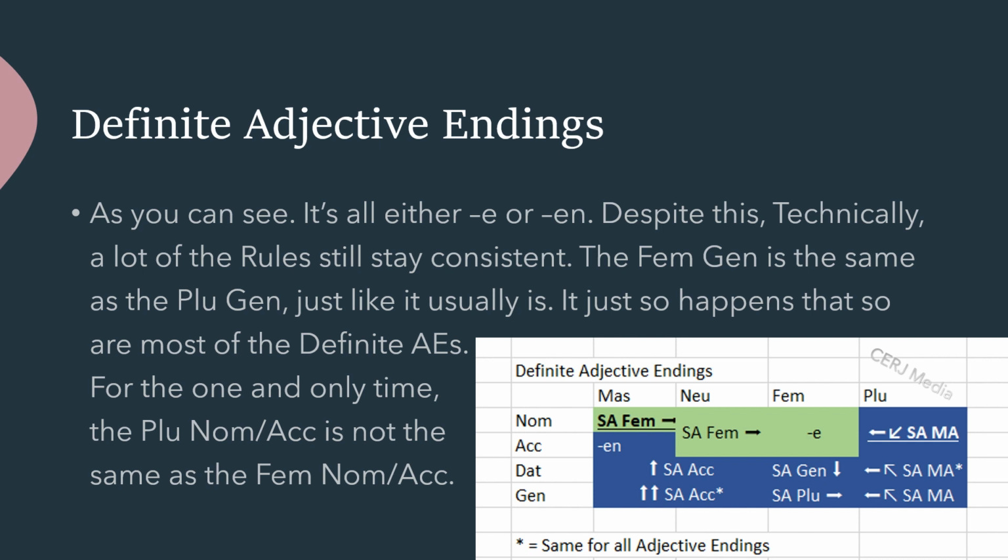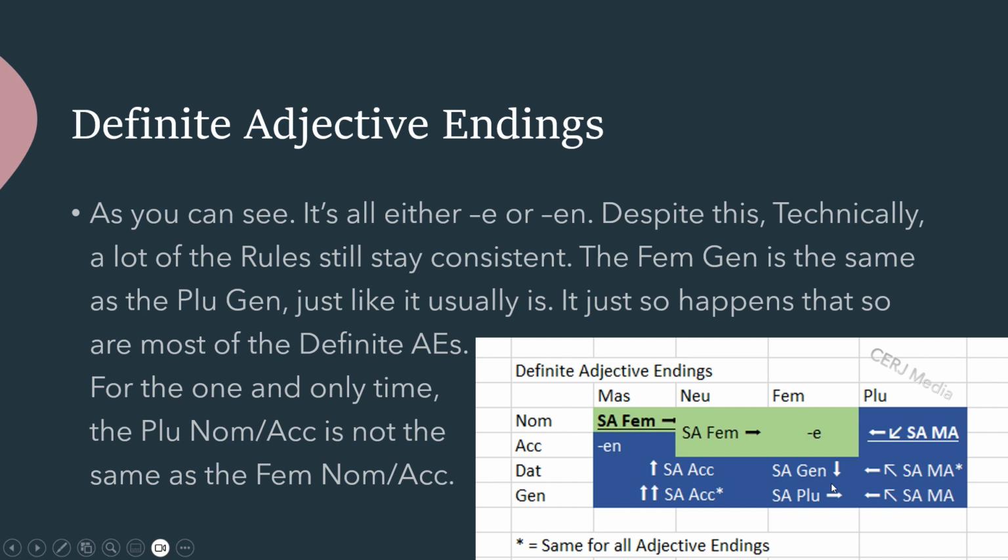Definite adjective endings. Yeah, look at that chart. I think this is already showing you how all of the trends are broken. So as you can see, it's all either E or EN. Despite this, technically, a lot of the rules still stay consistent. So the feminine genitive is the same as the plural genitive. Right here, this is the same as. The feminine dative is the same as the feminine genitive.